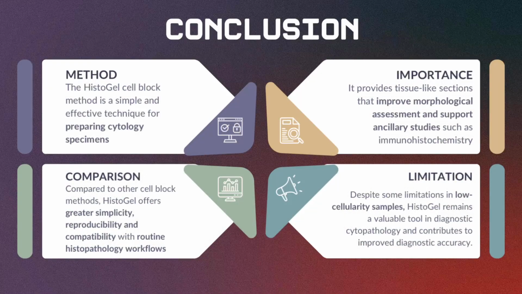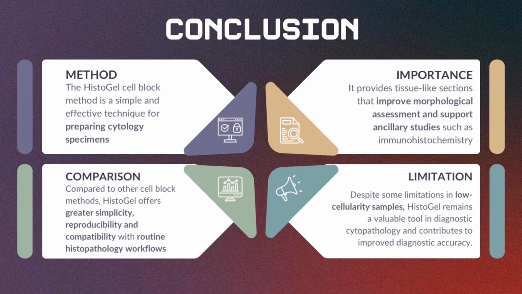For the conclusion, I will summarize the key points of the histogel cell block method. Firstly, in terms of the method, this is an effective technique for preparing cytology specimens. It allows loose cells from liquid samples to be converted into a solid tissue-like block that can be processed using routine histopathology procedures. Next, it is important as it improves morphological assessment and also supports ancillary studies such as immunohistochemistry.